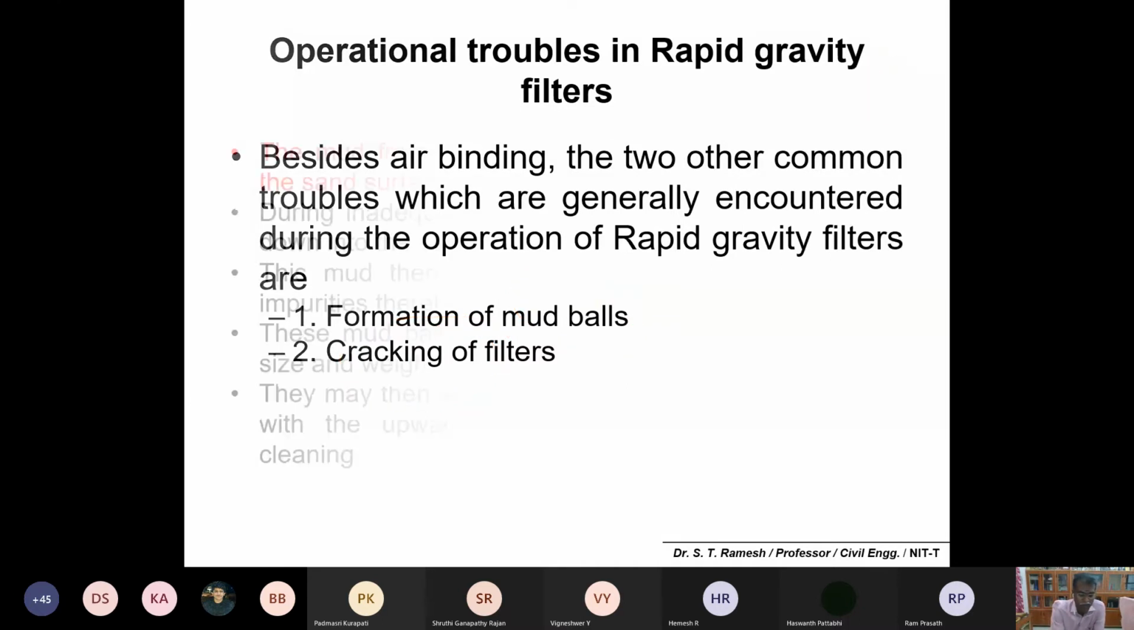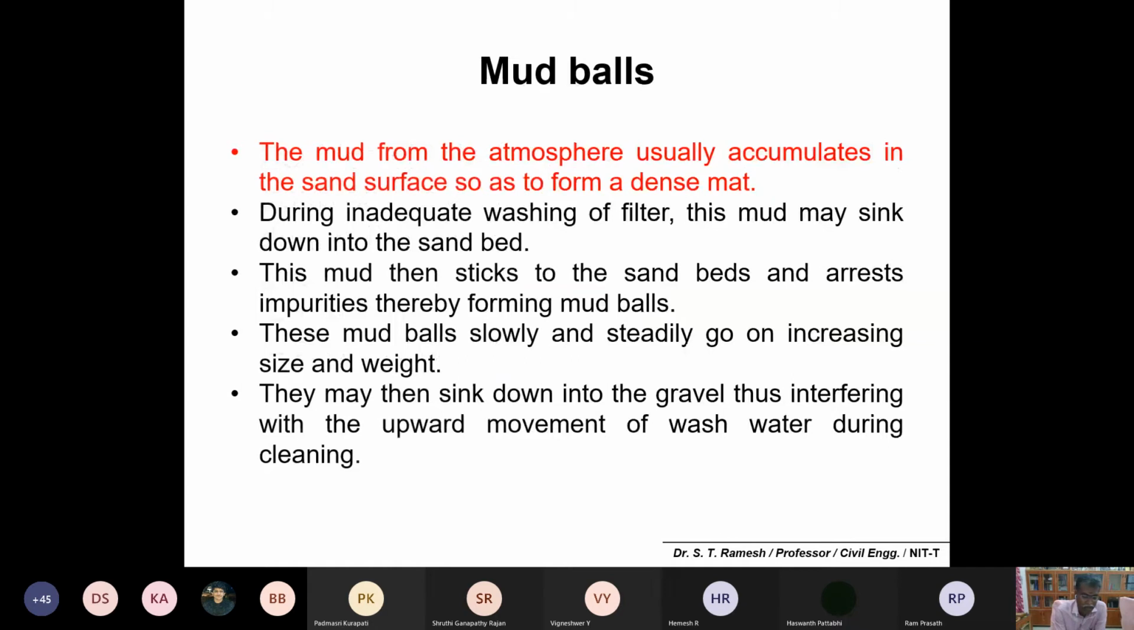Mud from the atmosphere usually accumulates on the sand surface so as to form a dense mat at the top. Number one, please make a note of. Because it is open to the atmosphere, in some cases these filter galleries may be housed inside buildings. But predominantly, in most cases, the filter galleries are outside, open to the atmosphere, or sometimes open to the sky.